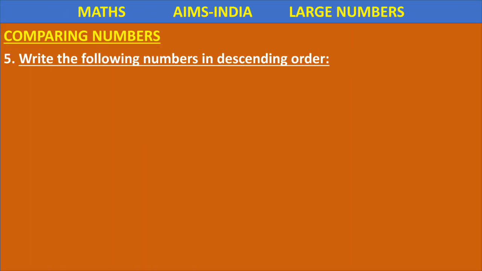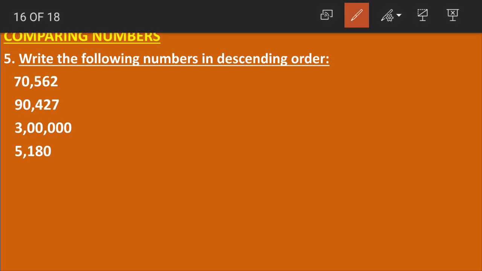Moving on, write the following numbers in descending order. We are given 4 numbers here. We have to write these 4 numbers in descending order. What does descending order mean? Descending order means decreasing order, which means from big to small, from the greatest number to the smallest number.